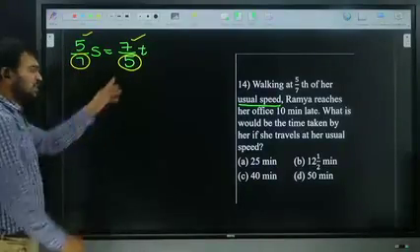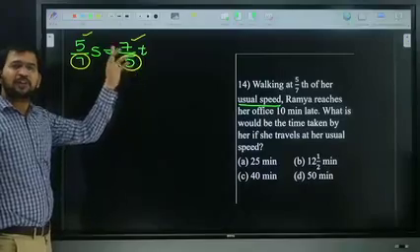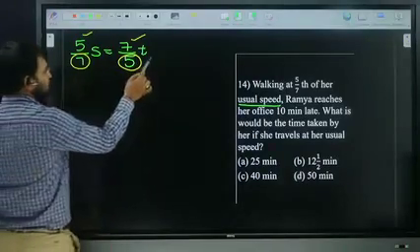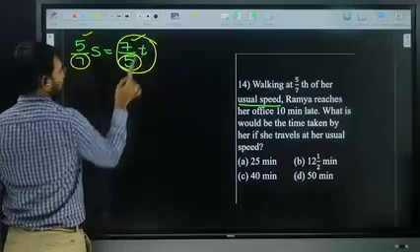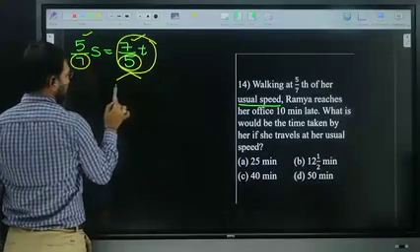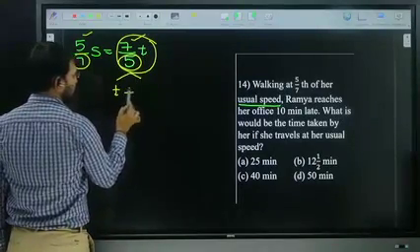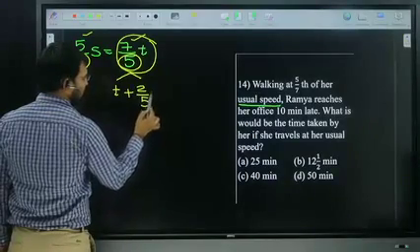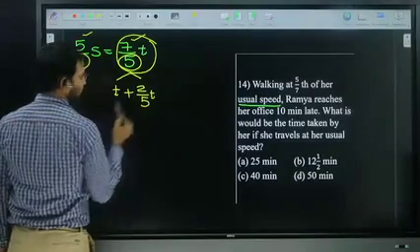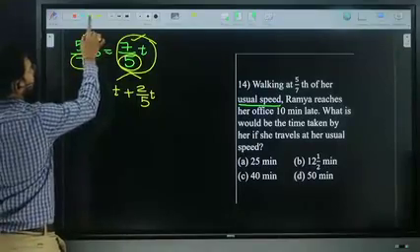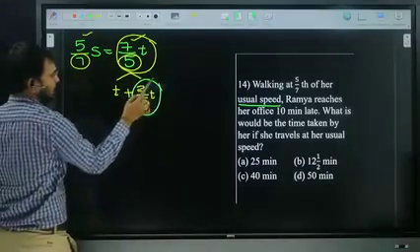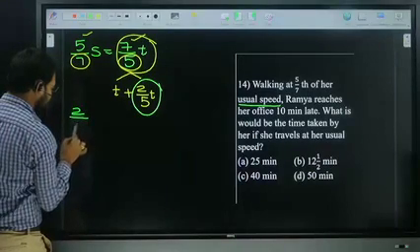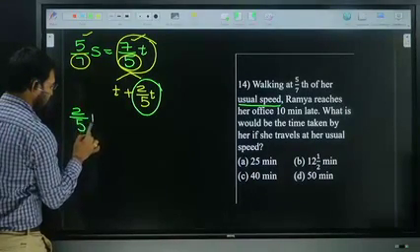Original time is 5 parts, but she took 7 parts. And how many parts extra? 2 parts extra. So this I can write as: original time is t, late time is 2 by 5 of t. Original time is t, here late time is 2 by 5 of t.